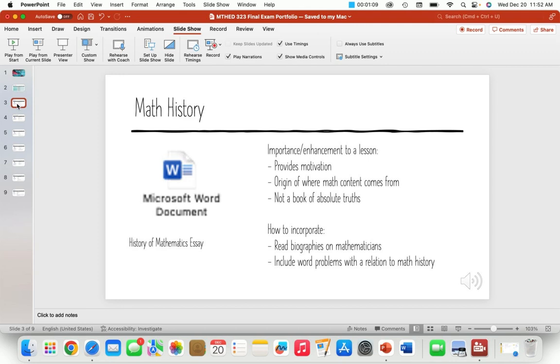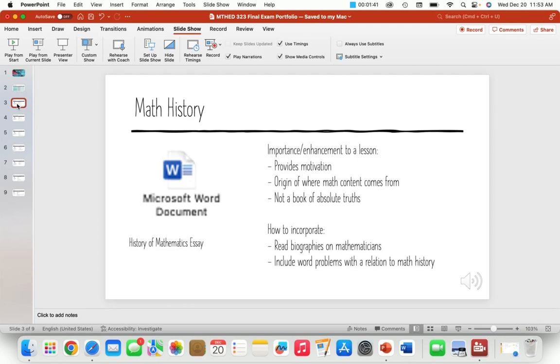And that kind of moves into math is not a book of absolute truths, because as people are continuing to explore and hypothesize and prove things to either be true or not true, math is constantly changing, and so are a lot of other subjects. So as students are investigating their problems, they can understand that history will continue to change and that will build that motivation. And how would you incorporate this within your own lesson plans?